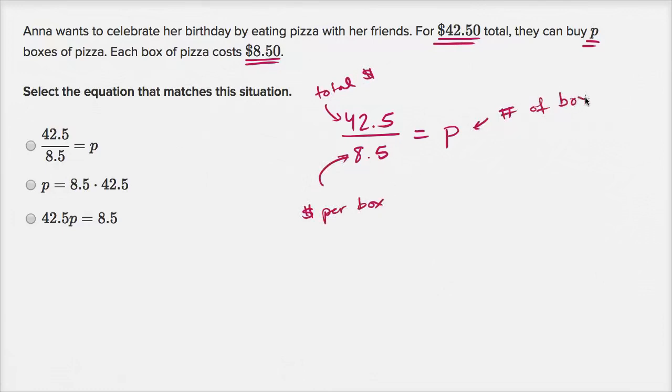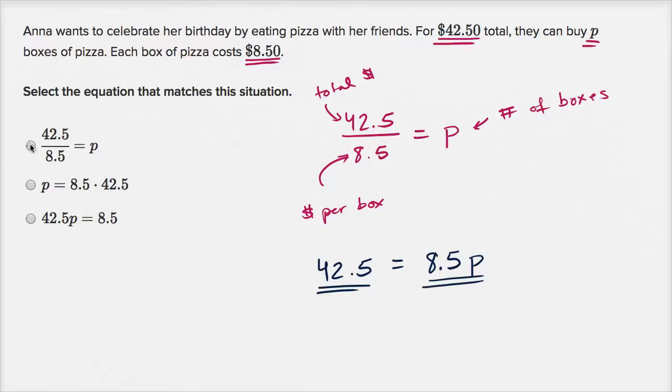Now, other ways that I could think about it, I could say, well, what's the total that they spend? So $42.50. But what's another way of thinking about the total they spend? Well, you could have the amount they spend per box times the number of boxes. So this is the total they spend, and this is another way of thinking about the total they spend. So these two things must be equal. So let's see if I can see anything here that looks like this.